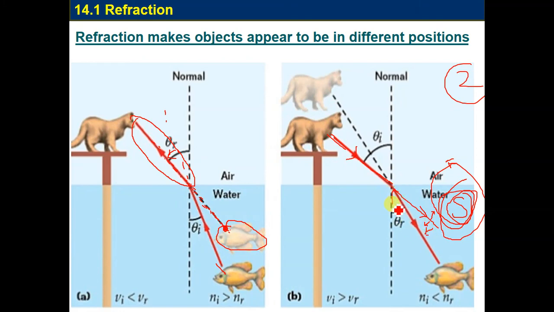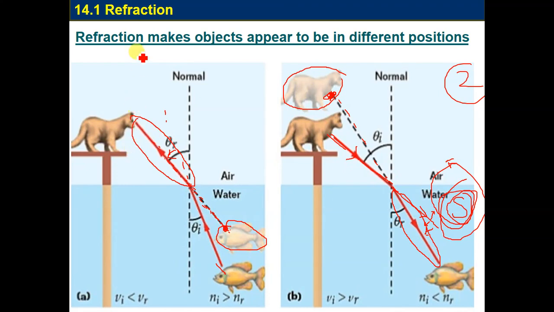So the fish catches or receives this ray, and the brain assumes that this ray has traveled how? In a straight path. So the fish believes that the source that emits this ray is this one, not this. And therefore it sees the cat where? Above its original place or its correct place.